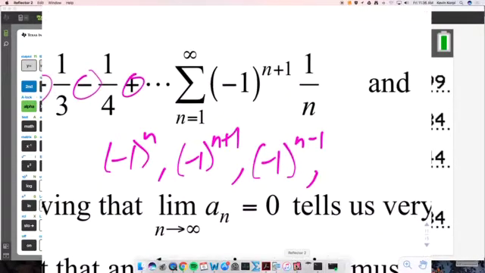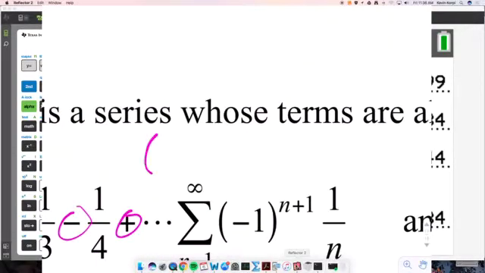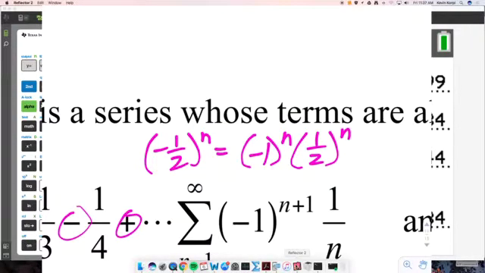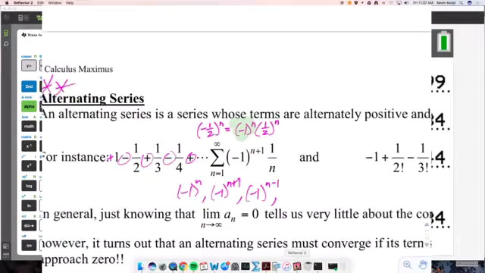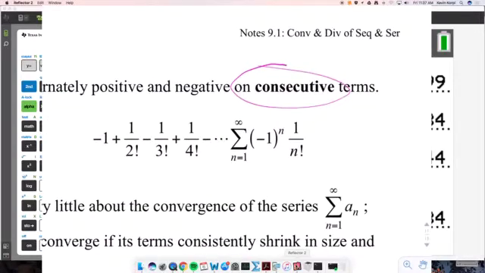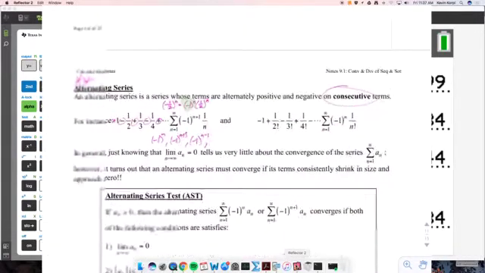But what these things do is they only affect the sign of the terms, right? When you plug in 1, 2, 3, 4, 5, they change signs consecutively for positive n values. They do not contribute to the magnitude. So you have to be careful. If we had a geometric series like negative 1/2 to the n, that's going to be an alternating series, right? But it also affects the magnitude. So you can separate the two and say that's negative 1 to the n times 1/2 to the n. It's the same thing, but now you've separated the alternating piece, okay?